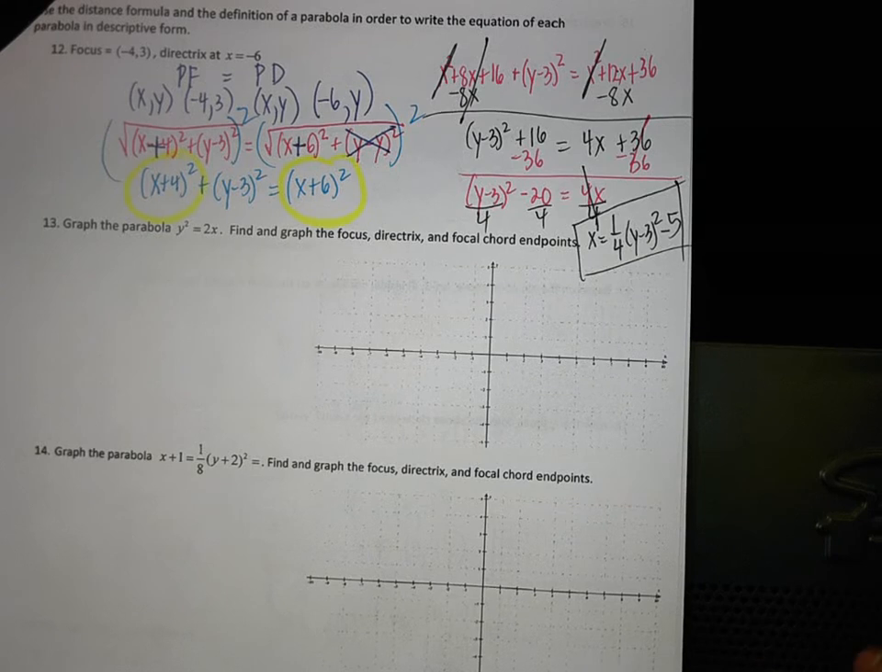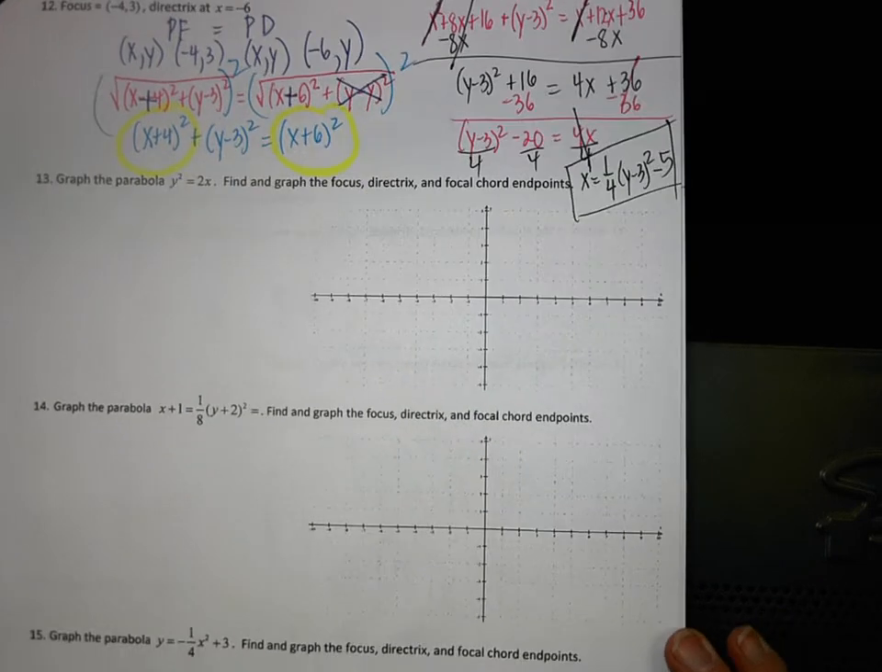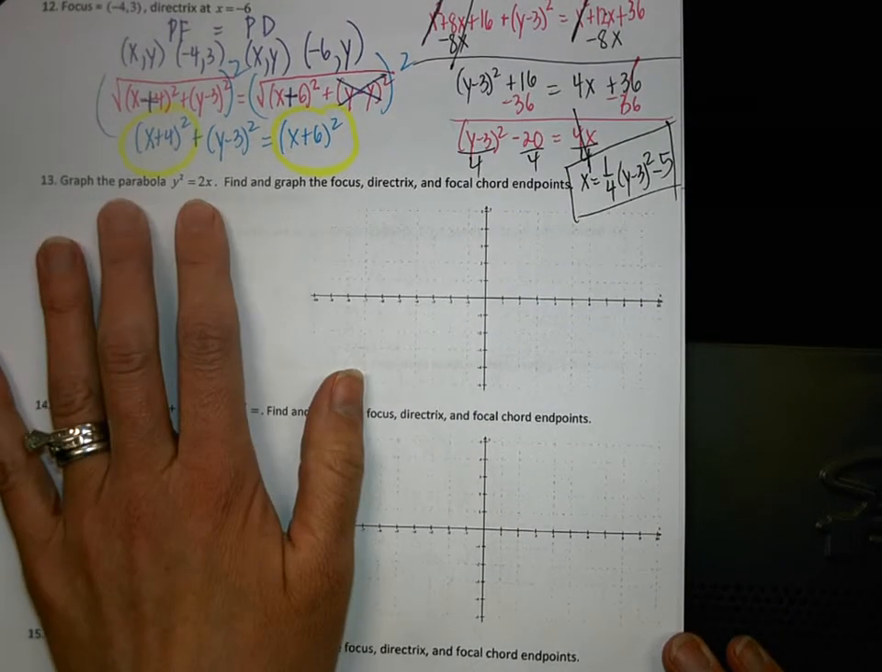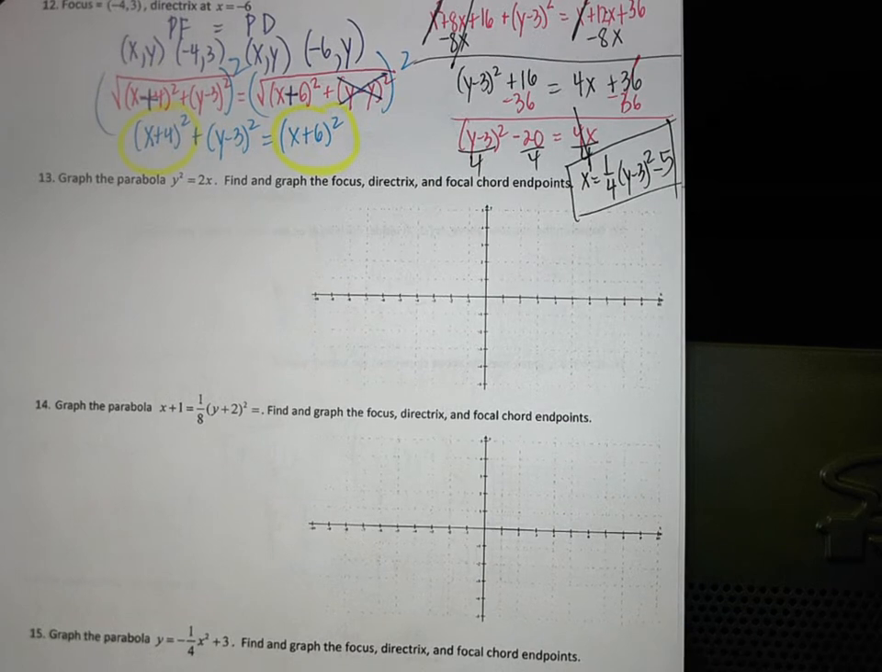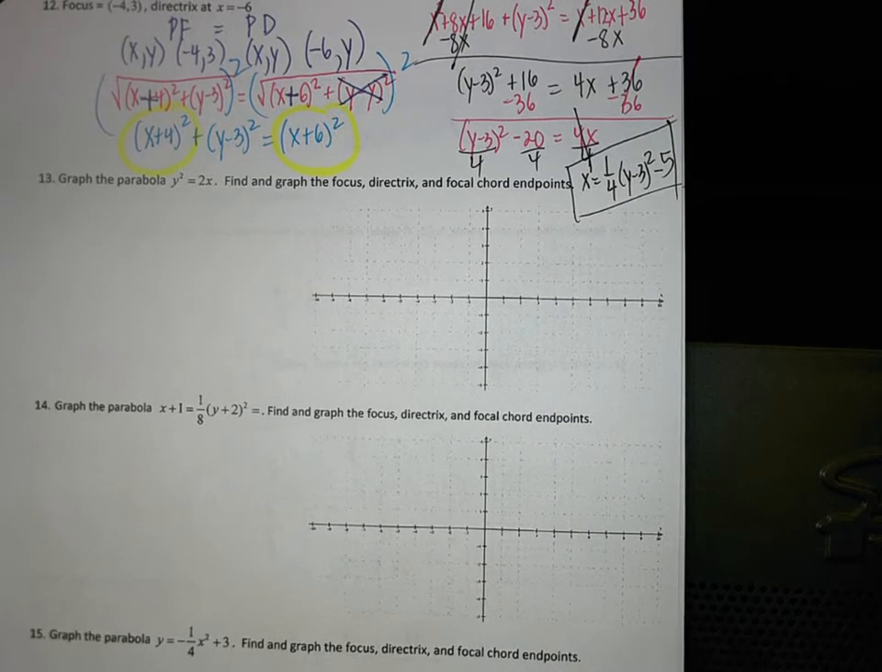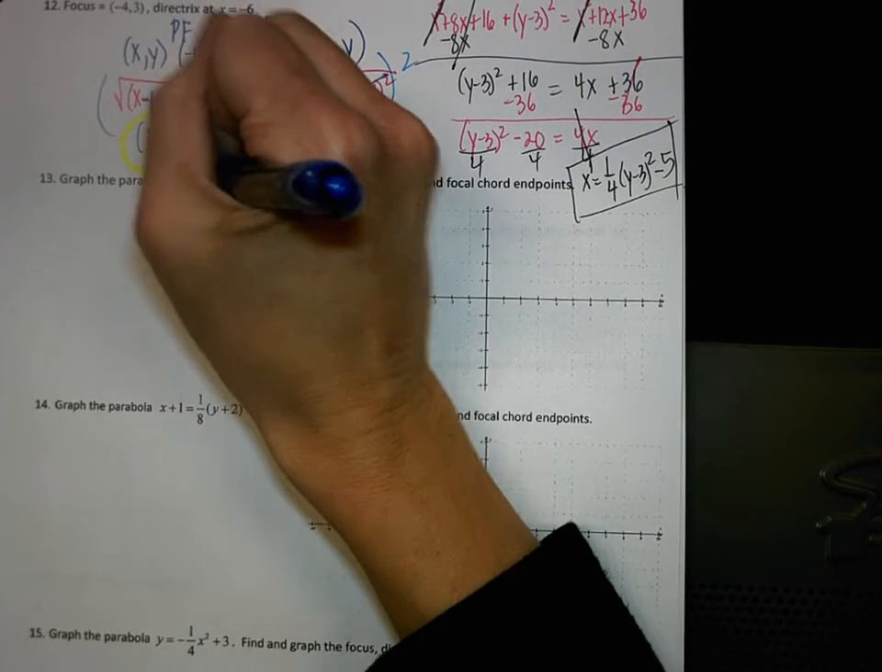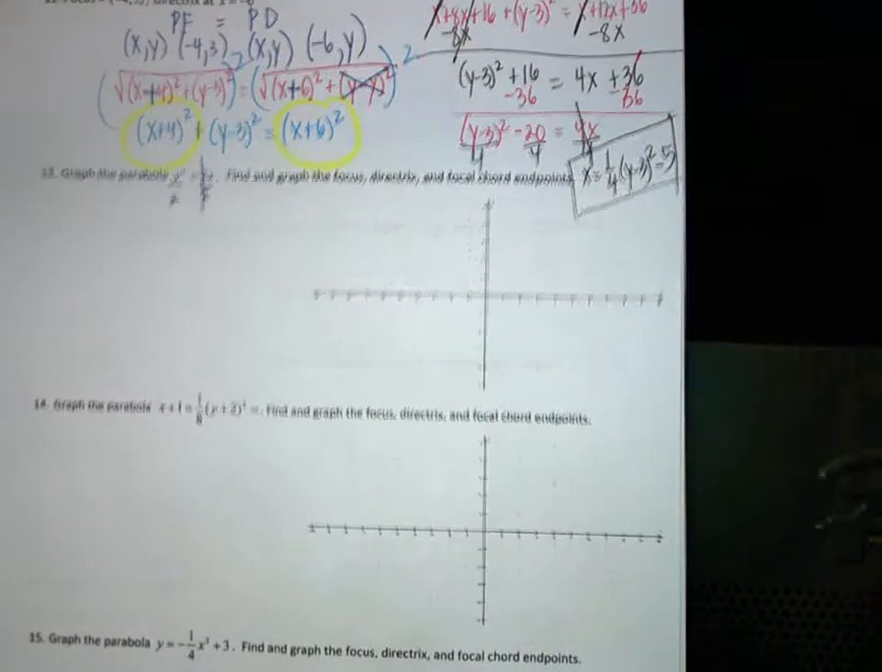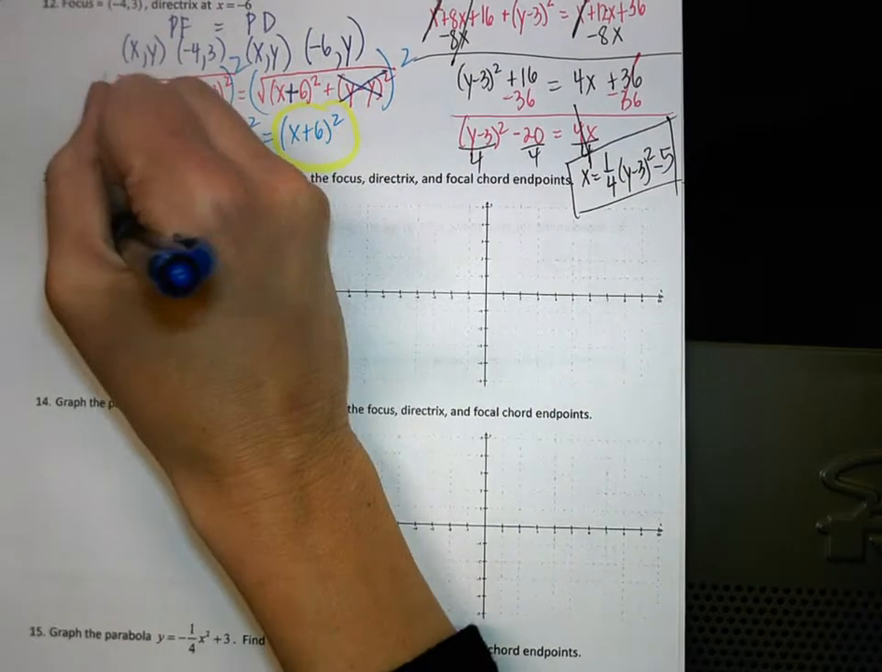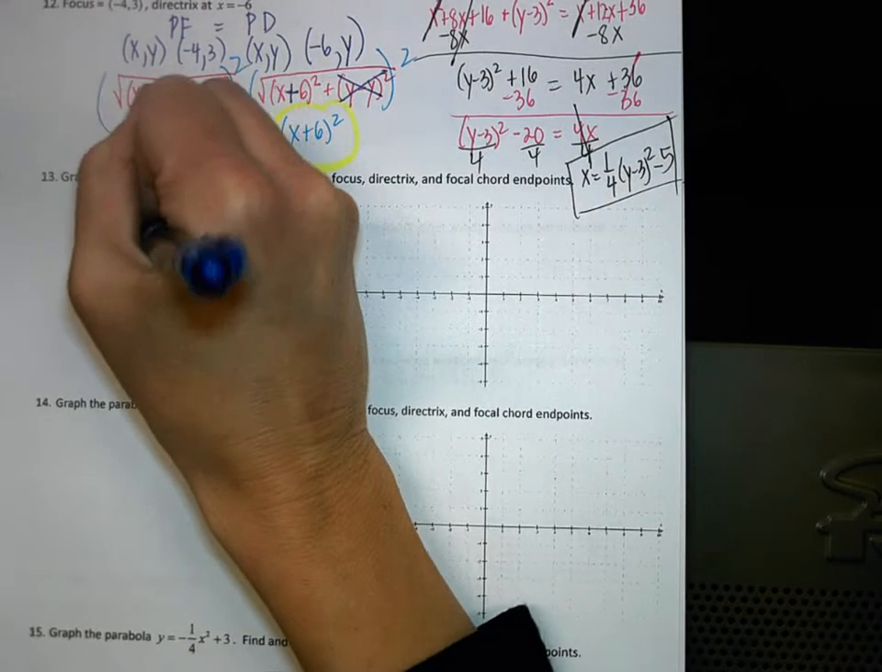All right, number 13, graph this parabola. This isn't quite in the correct form right now. We want to get x by itself, so I would divide by 2 on both sides. Those eliminate, and I get the equation x equals 1/2 y squared.